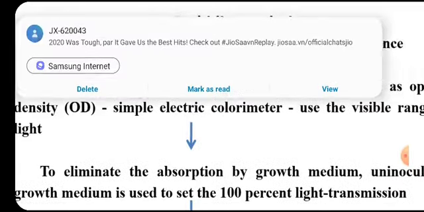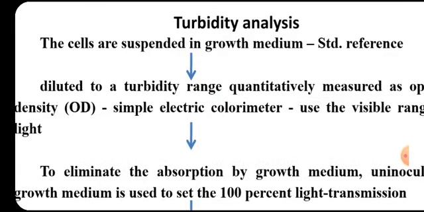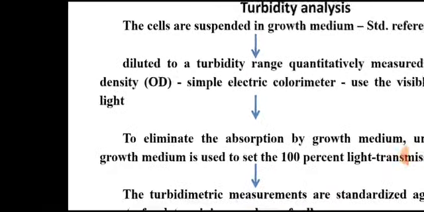So the cells are first suspended in the growth medium. These are the cells which are considered as standard cells. These cells are first suspended in growth medium. It will serve as a standard reference. Then this suspension is diluted to a turbidity range, quantitatively measured as optical density.